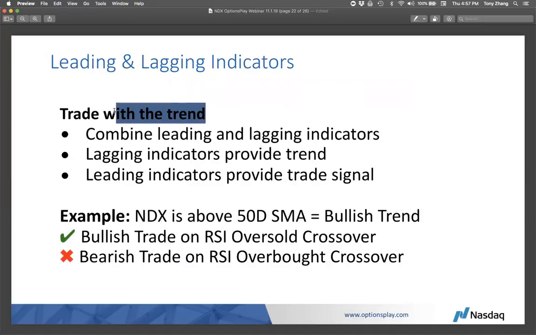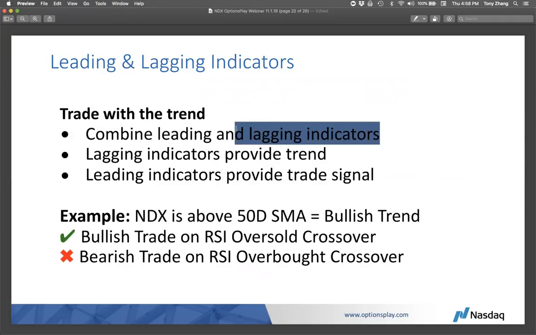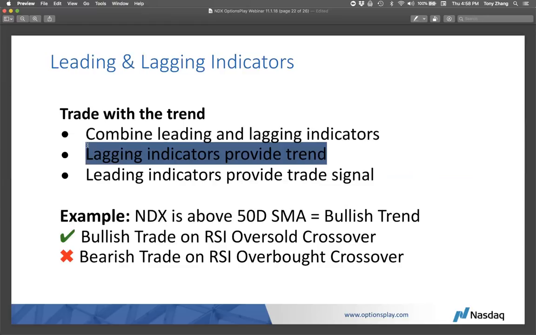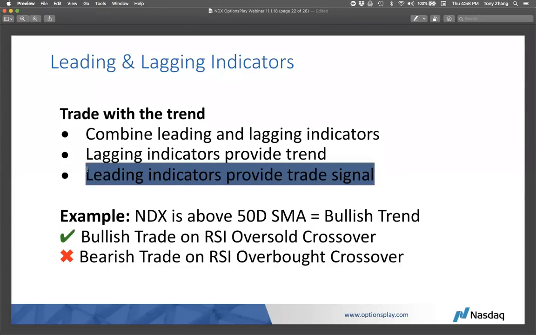So this is what I call trading with the trend. This is not by any means the only strategy that you can trade, but this is one strategy that's really simple that most people can follow. It doesn't require a lot of indicators, doesn't require a lot of knowledge of technical analysis. By combining your leading and lagging indicators, your lagging indicator is going to provide you with the overall trend, and your leading indicators, such as your RSI, MACD, stochastics, any of these leading indicators is going to provide you with your trade signal.